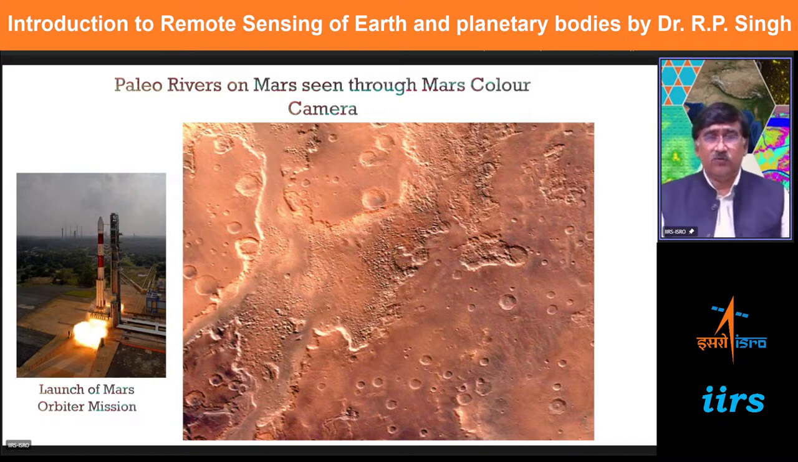And when we worked on this, we could compute even the likely discharges of the region, looking at the geometric and morphological characteristics of the floodplains and all these things. So this particular camera helped a lot in knowing the surface, some atmospheric properties, and even some hydrological properties.